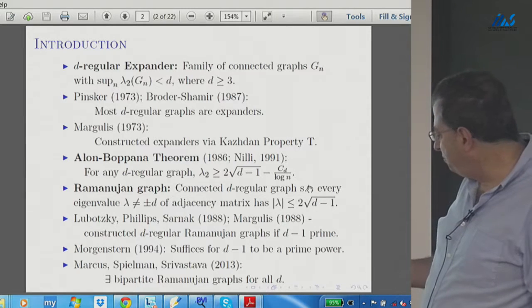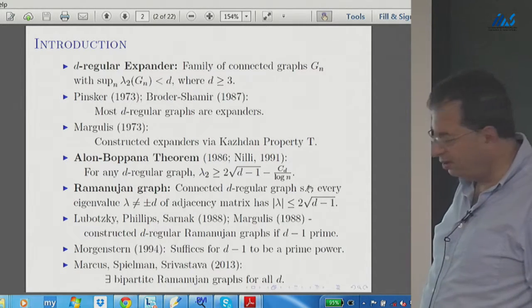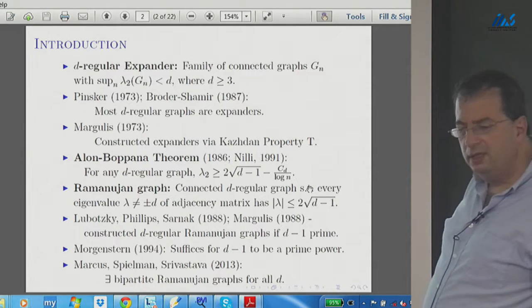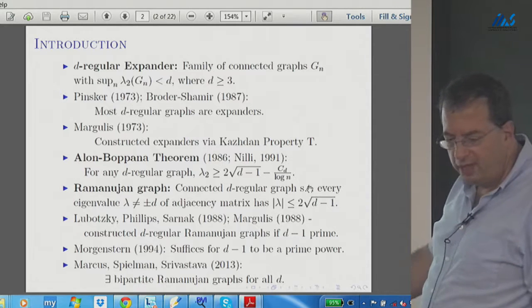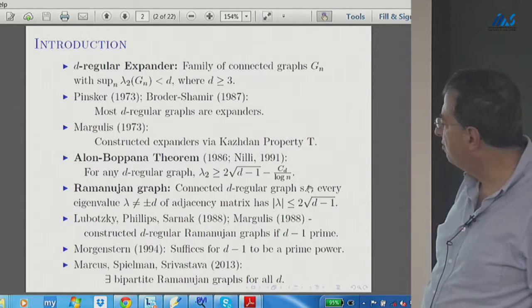So this is a summary of some of what we know on existence of these graphs. That won't be my focus, but rather, given the definition of these graphs, some properties that follow.